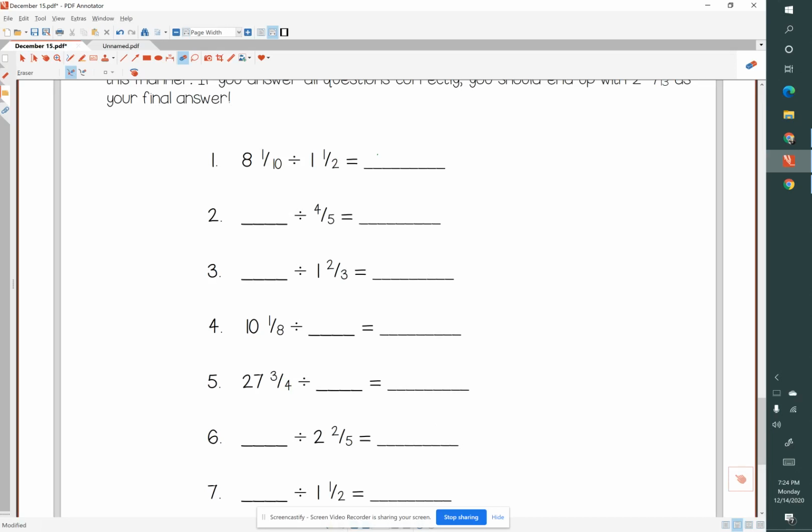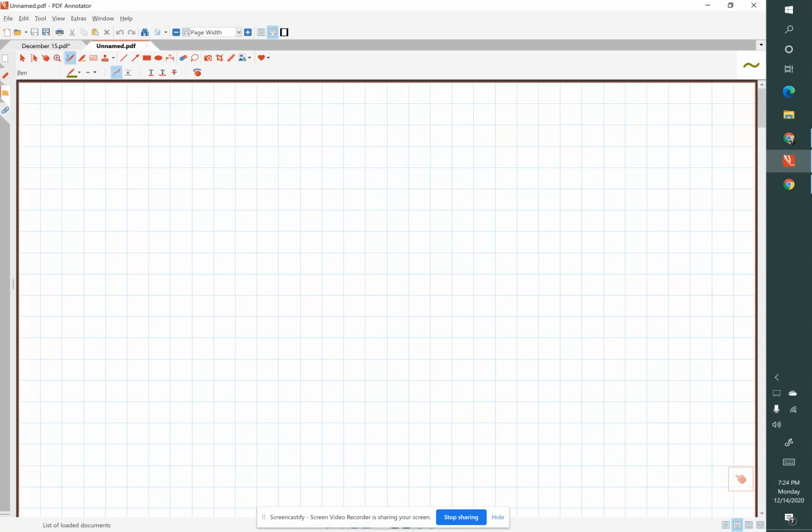Okay, so let's get started with our problems. I'm going to do them on scrap paper. Number one. All right, we're going to convert these to improper fractions.